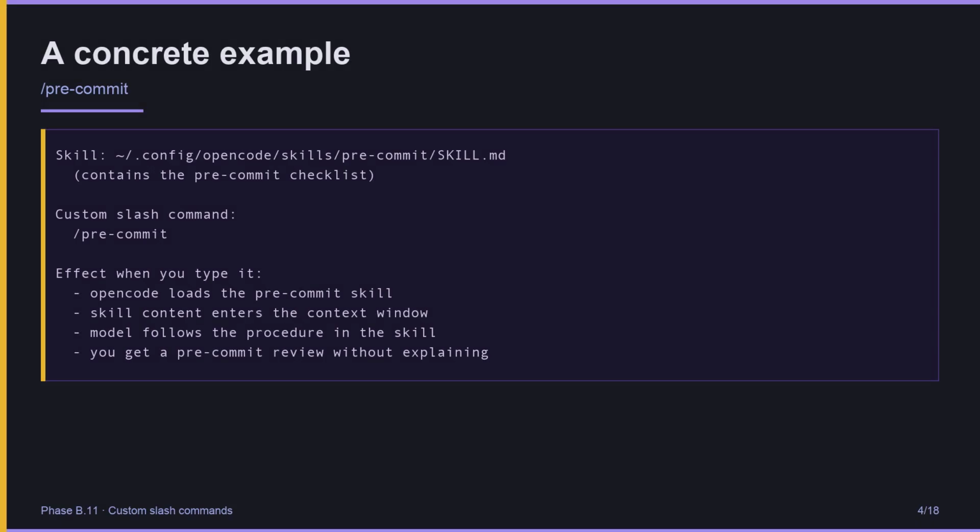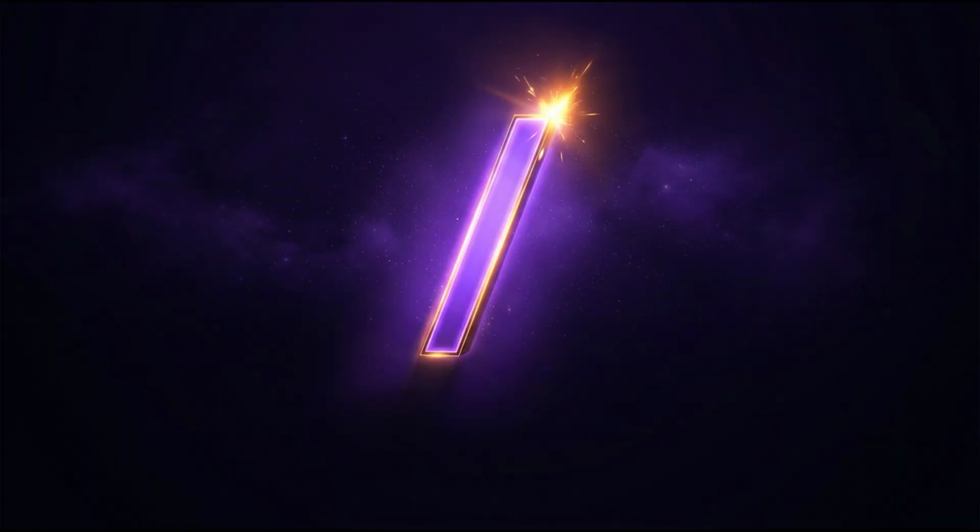Here is a concrete example. You have a skill called pre-commit, a checklist you want to run before every commit. You wrap a custom /command around it, /precommit. Now whenever you type /precommit in any session, OpenCode loads that skill, the skill content enters the context window, the model follows the procedure in the skill, and you get a pre-commit review without explaining. 3 characters instead of a paragraph. That is the power of custom commands.